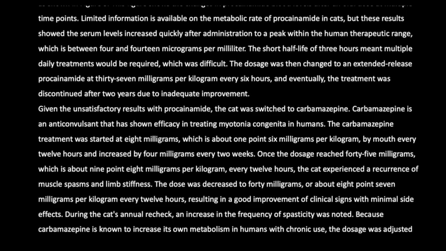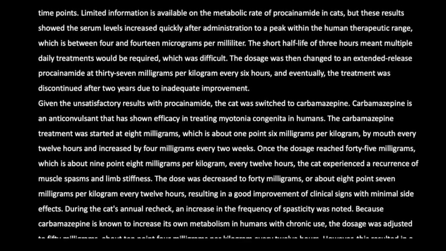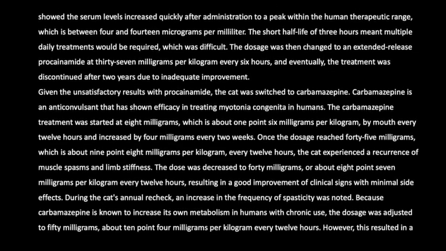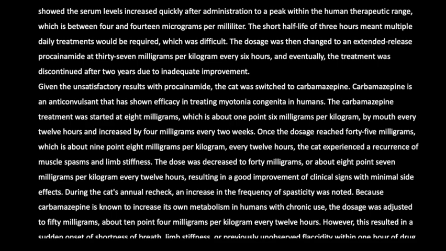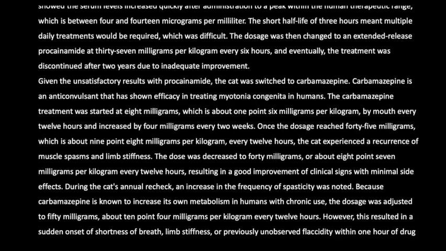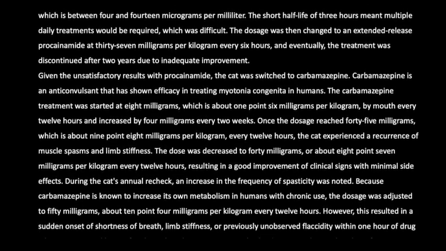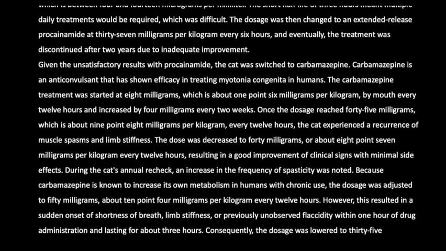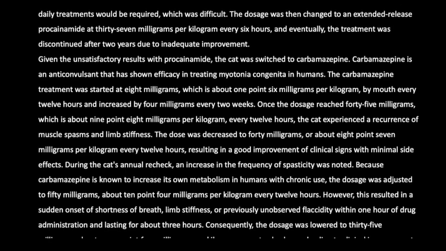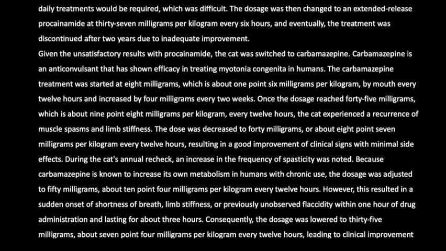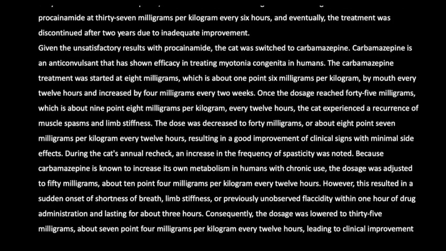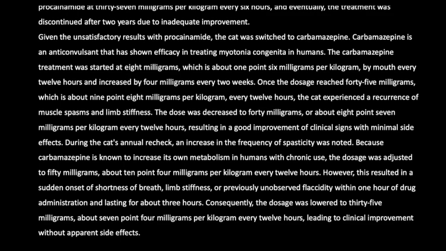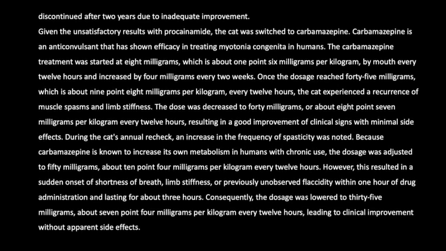Given the unsatisfactory results with Procainamide, the cat was switched to Carbamazepine. Carbamazepine is an anticonvulsant that has shown efficacy in treating Myotonia congenita in humans. The Carbamazepine treatment was started at 8 mg, which is about 1.6 mg per kilogram, by mouth every 12 hours and increased by 4 mg every 2 weeks. Once the dosage reached 45 mg, which is about 9.8 mg per kilogram, every 12 hours, the cat experienced a recurrence of muscle spasms and limb stiffness.